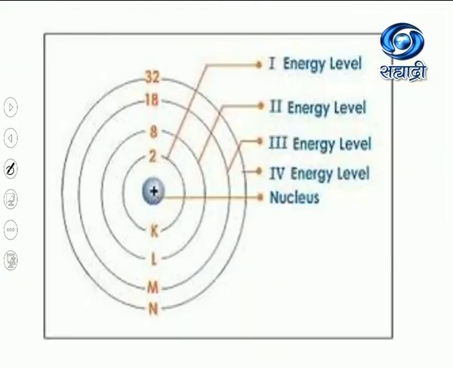As we have seen, the first energy level is the K shell, then L, M and N, and the capacity is written here: 2, 8, 18 and 32. And at the center, the positively charged nucleus is present.